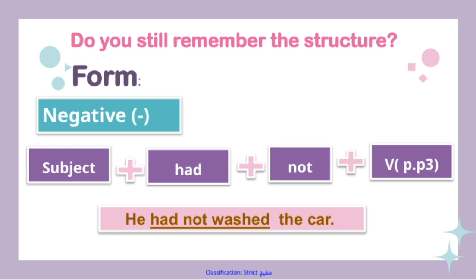So this structure helps us clearly communicate what didn't occur in the past. Do you still remember this structure? It's an important part of mastering past perfect tense, especially when we're discussing negative actions or events.